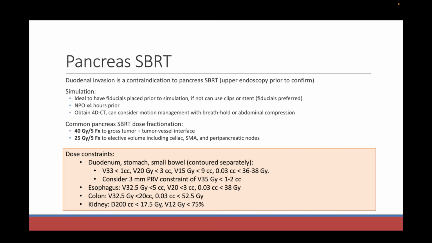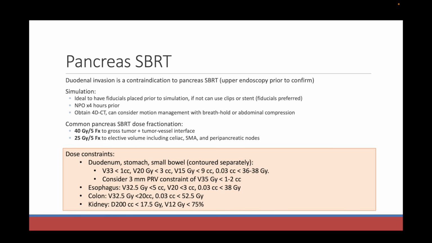Esophagus, you want to keep your max less than 38 gray. You can also do V20 less than 3 cc's for that. Colon, you want to keep your max less than 52.5 gray, and you can do a V32.5 gray less than 20 cc's. Kidney, you want to try to keep your dose to 200 cc's less than 17.5 gray, and your V12 gray less than 75%. If the tumor is not exactly in the midline, it's leaning to one side versus the other, you want to try to spare the contralateral kidney more than the ipsilateral kidney.